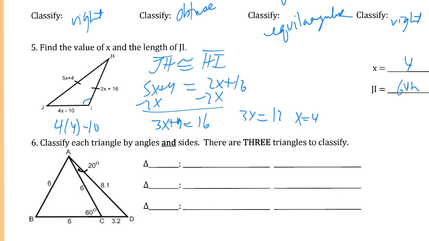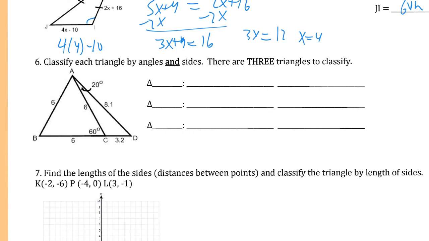Naming triangles. There are 3 triangles that are shown here. The first one, if we do this right here, let's call that ABC. And notice all the sides are equal, so we're going to call it equilateral. And all the angles are congruent, so that would be equiangular. You could also call it acute. But the best would be equilateral and equiangular.